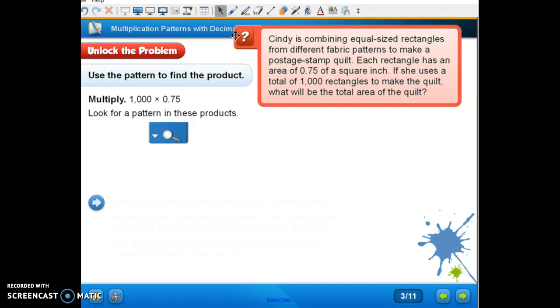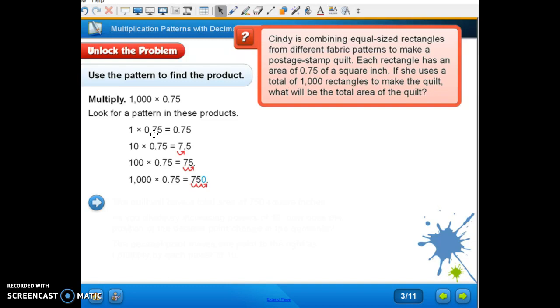Cindy is combining equal-sized rectangles for different fabric patterns to make a postage stamp quilt. Each rectangle has an area of 75/100 of a square inch. If she uses a total of 1,000 rectangles to make a quilt, what will be the total area of the quilt? So she's going to have 1,000 of these 75/100 pieces.